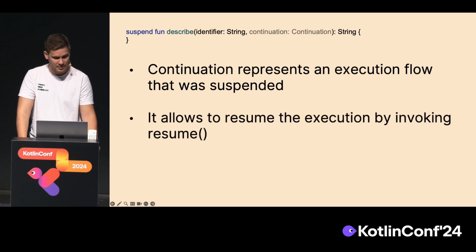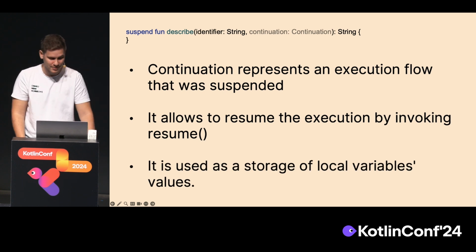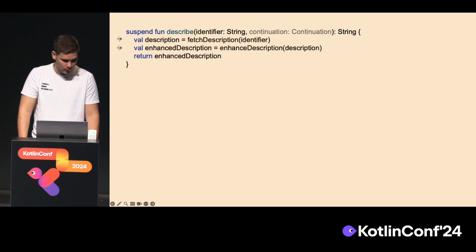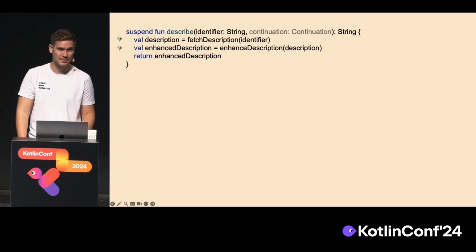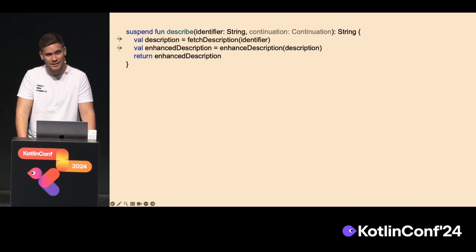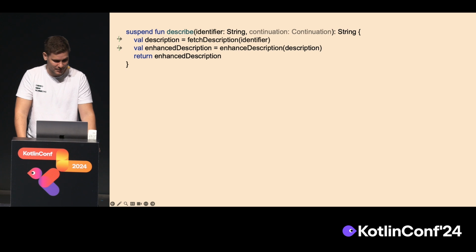It allows you to resume the execution by invoking resume. And it is used as a storage of local variable values, which is very important to us. But there is more to it. So the compiler wants the suspend function to be executed multiple times when it wakes up. And to do this, it turns the function into a state machine. The idea is that when the function is resumed, different portions of the state machine are executed.